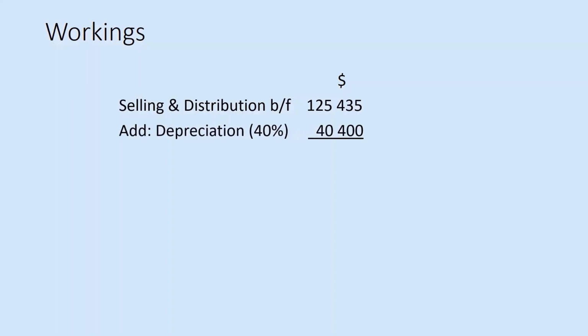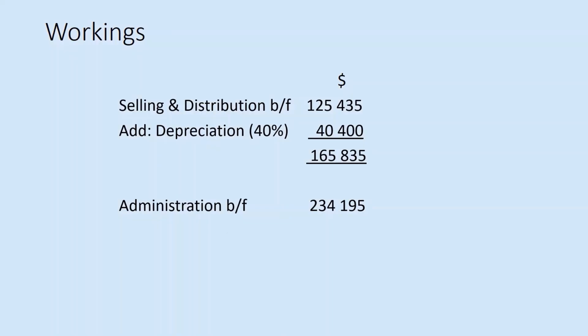Now we have the workings. We start first with the selling and distribution. The balance in the trial balance is 125,435, and we add the depreciation of 40% of it, which is 40,400. So the new figure for your profit and loss account will be 165,835.